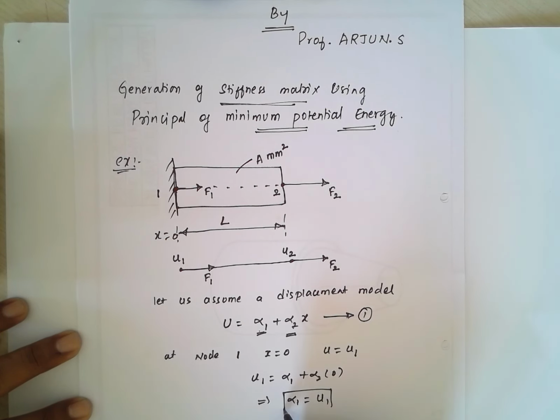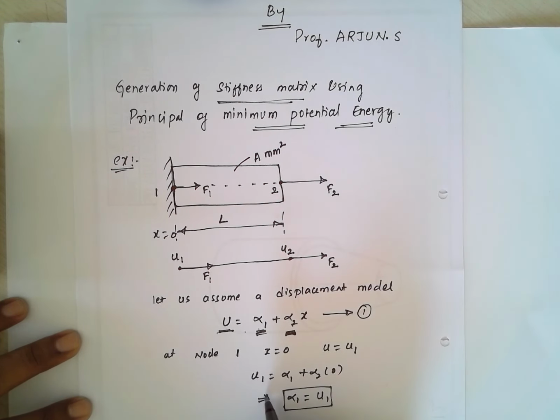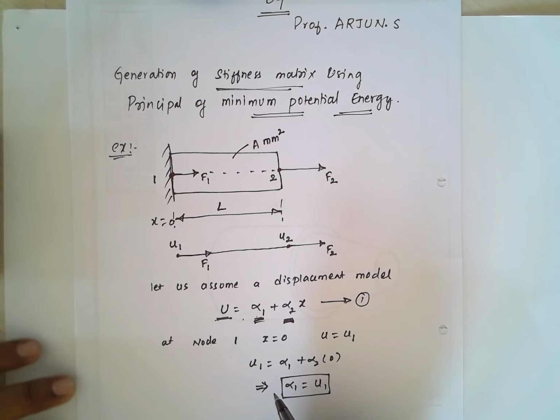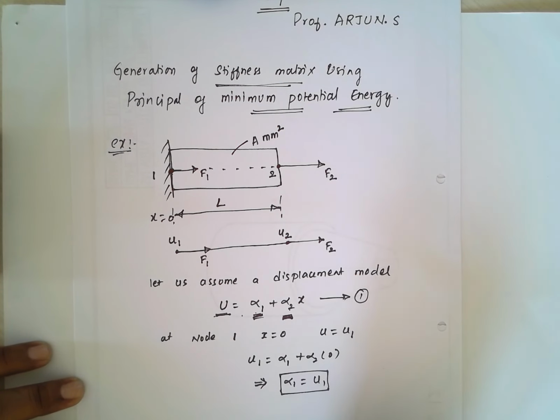Now our intention is to find out these unknown generalized coordinates alpha 1 and alpha 2, and then on back substitution we will be able to find out this u value. That is, you will be getting the displacement model value.